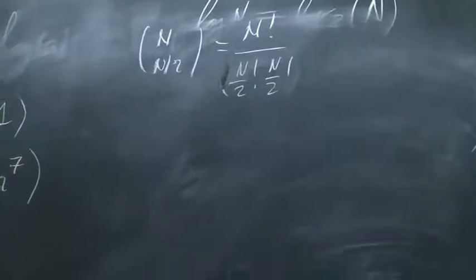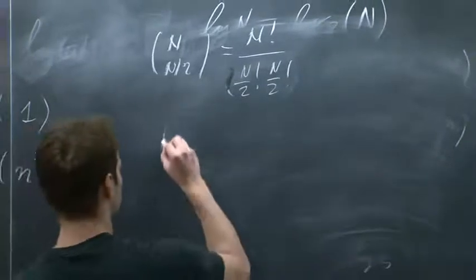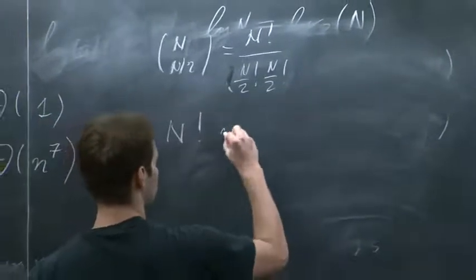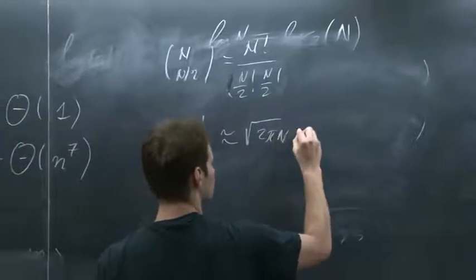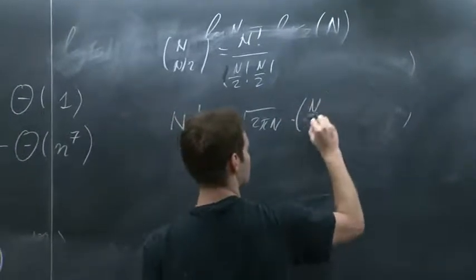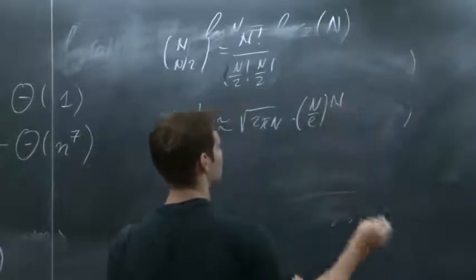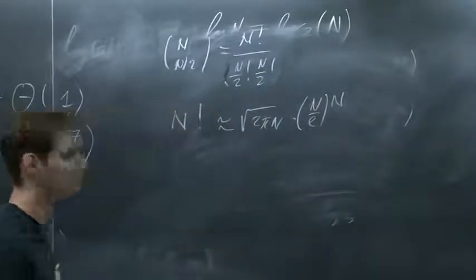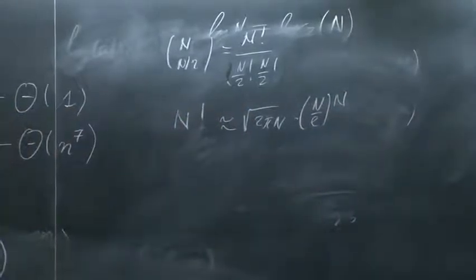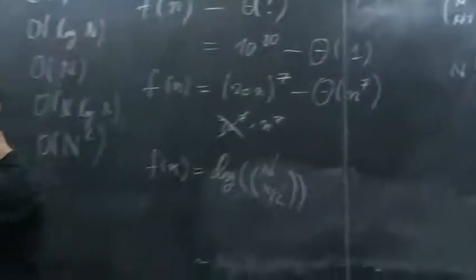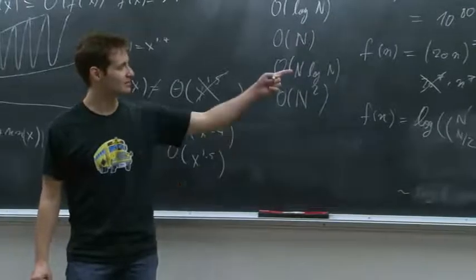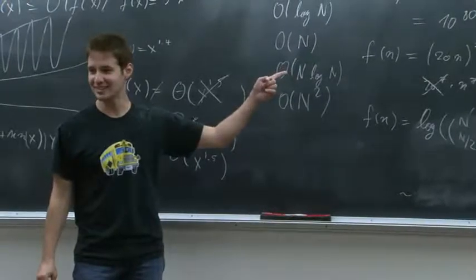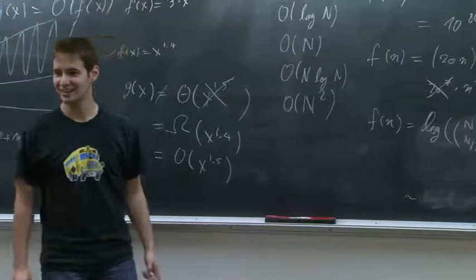I'll give out another hint, which is that n factorial can be approximated as square root of 2 pi n multiplied by n over e to the power of n. But I think this will make you guys not want to come up and solve this. Is that not it? Did I get it wrong?